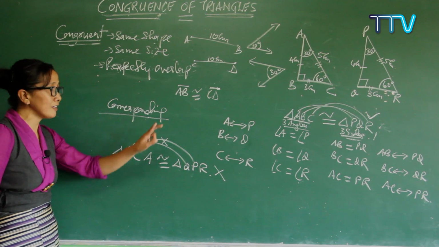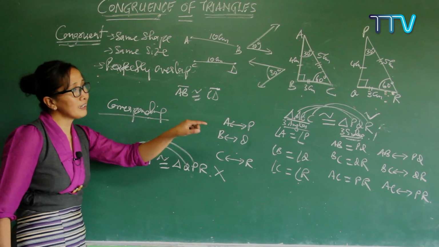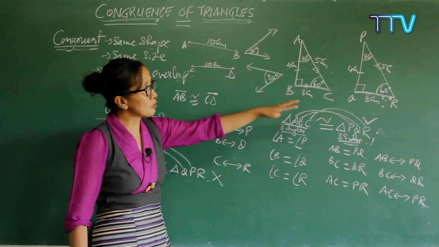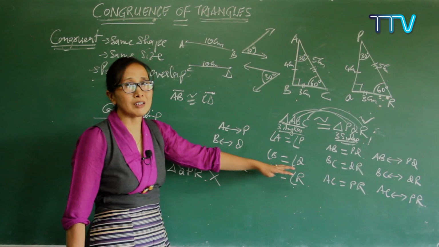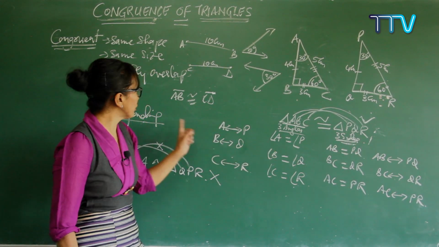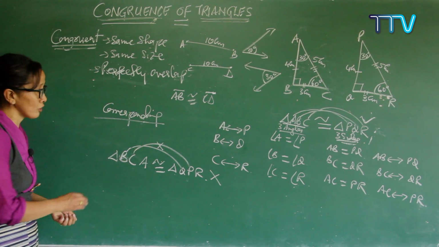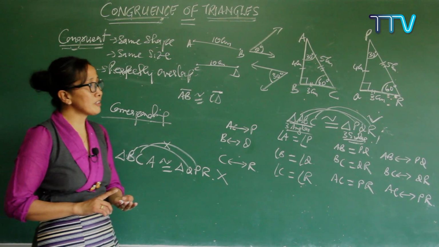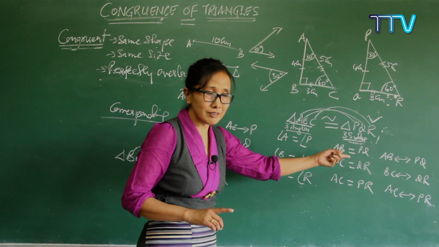Sometimes students make this mistake. And if you write it the correct way, everything will be easy. This chapter is very easy. Once you write it correctly, you will not have any difficulty at all. So you have to know this corresponding. What is the exact meaning of corresponding sides and corresponding angles? We have 3 corresponding angles and 3 corresponding sides.